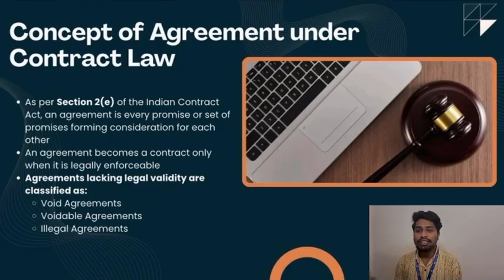Agreements without legal validity. Some agreements are not legally valid, so they are not contracts. They are classified into three types: void, voidable, and illegal agreements. Void agreements have no legal effect and are not enforceable by law from the beginning. A voidable agreement is valid at first, but one party has the option to cancel it. This usually happens due to fraud and misrepresentation. An illegal agreement is against law or public policy, always void and punishable.